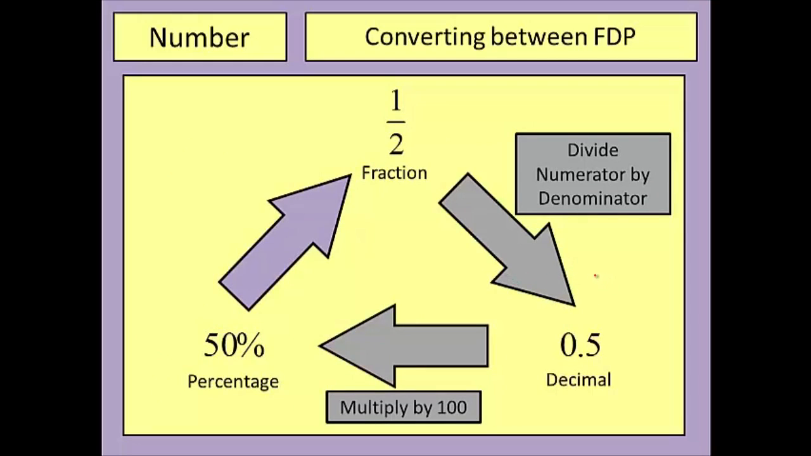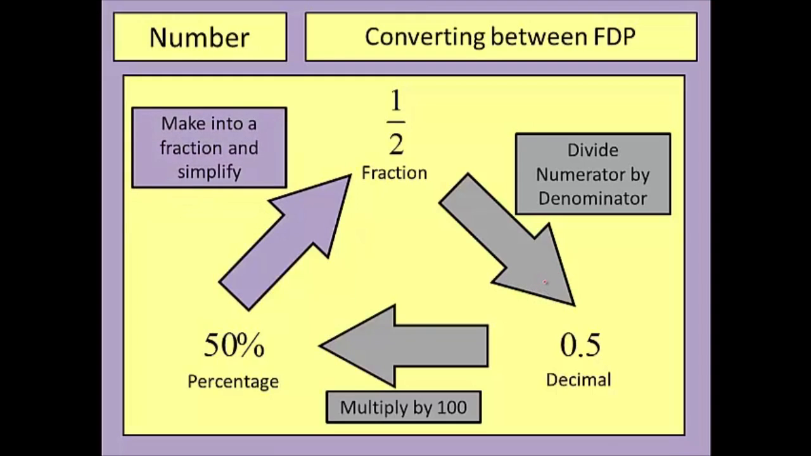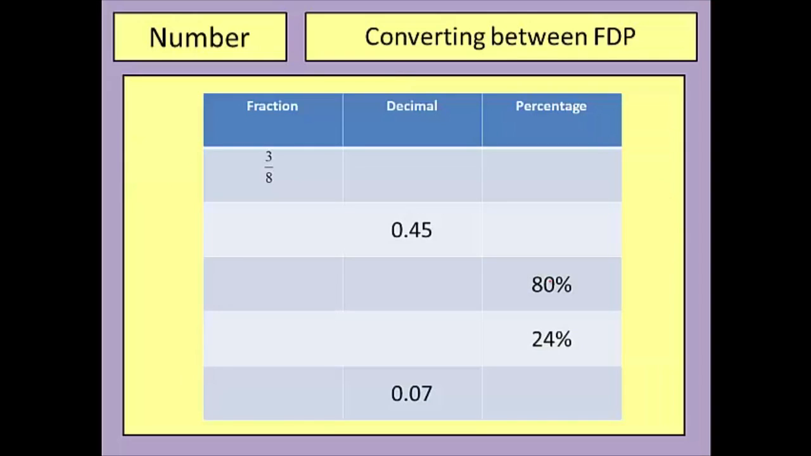So we've just looked at converting between a percentage and a fraction, and the way that we did that was we made it into a fraction and simplified all the way down. So with 50% it would become 50 over 100, and then it would cancel all the way down to 1 over 2. Here are some examples for you to have a go at.